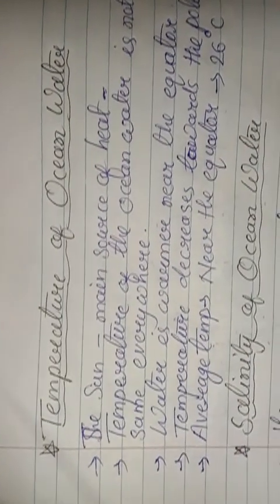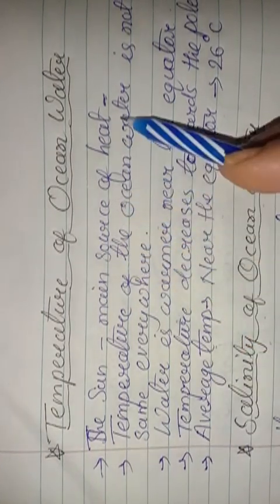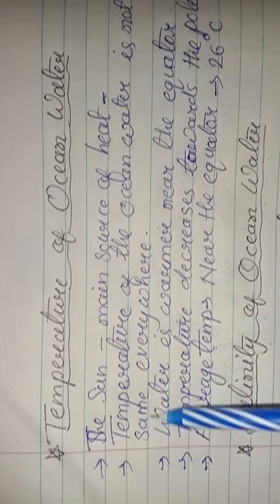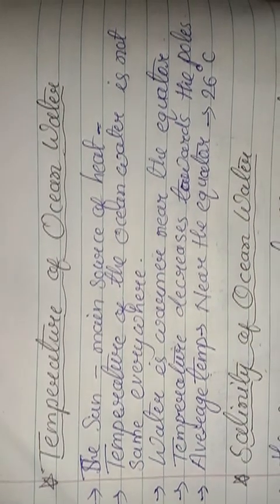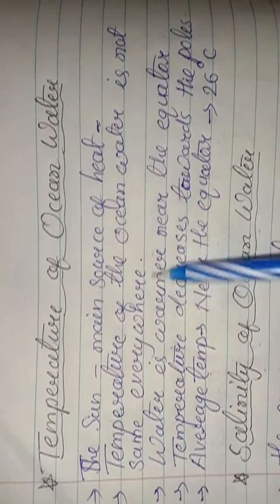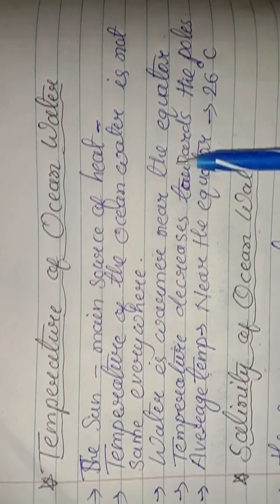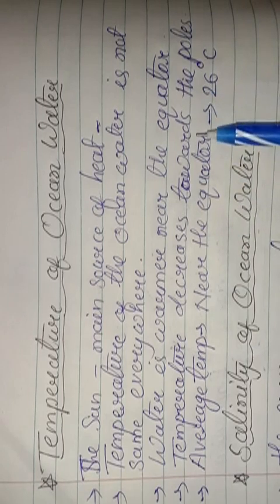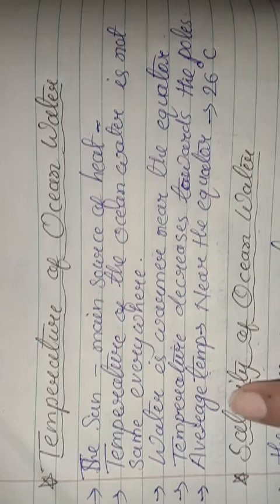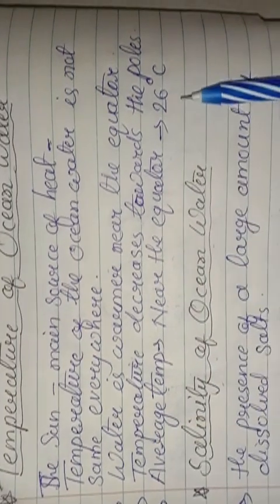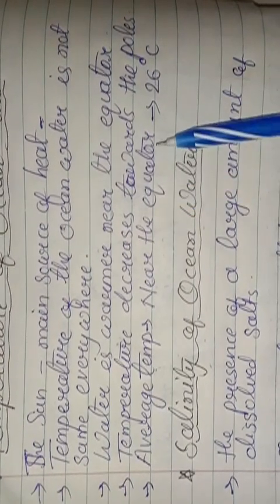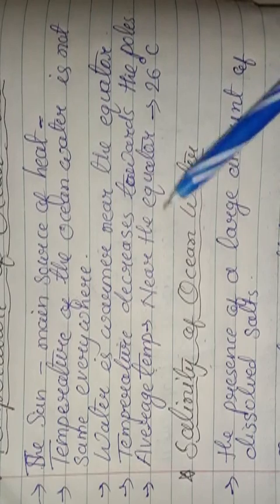Next we will talk about the temperature of ocean water. As we know, children, the sun is the main source of heat. The temperature of the ocean surface is not the same everywhere. Water is warmer near the equator, and the temperature decreases towards the poles. The average temperature near the equator is 26 degrees Celsius.